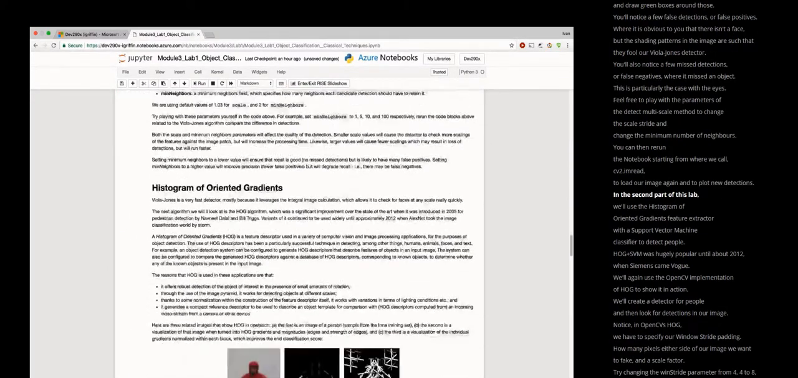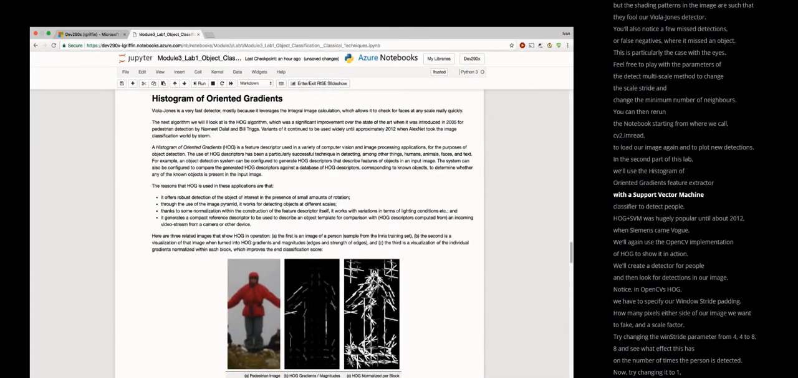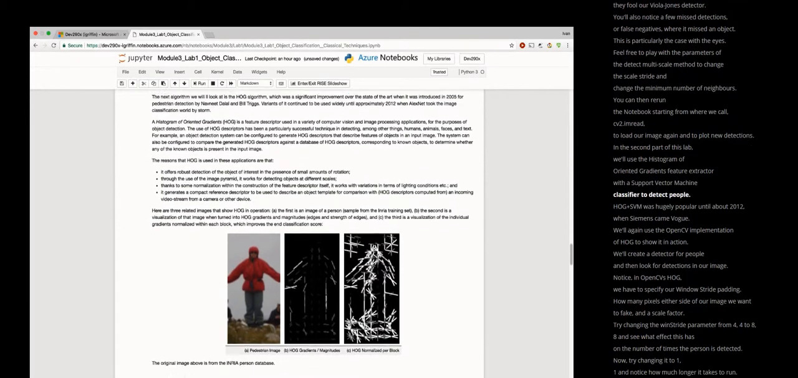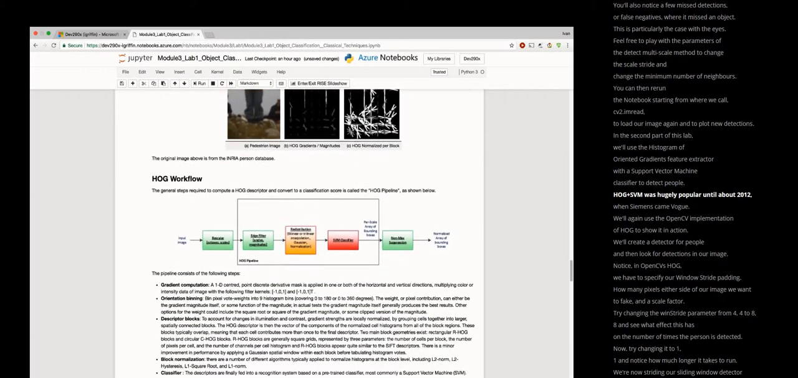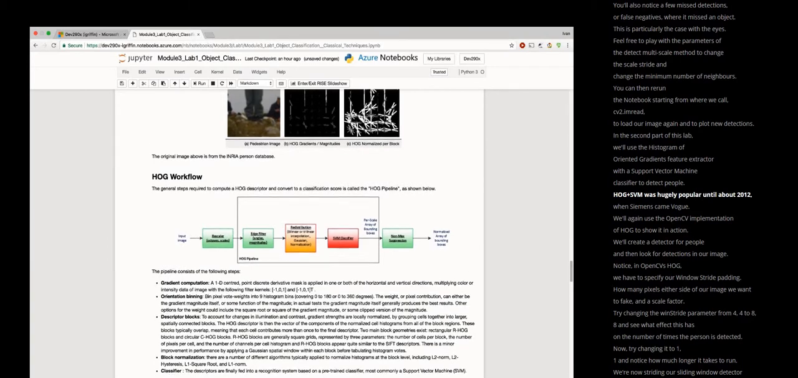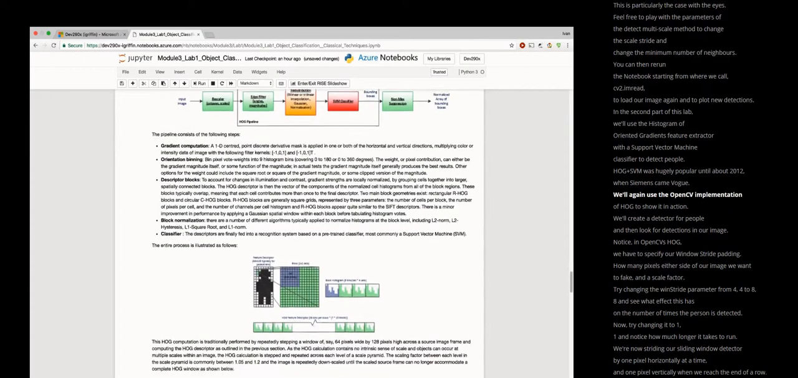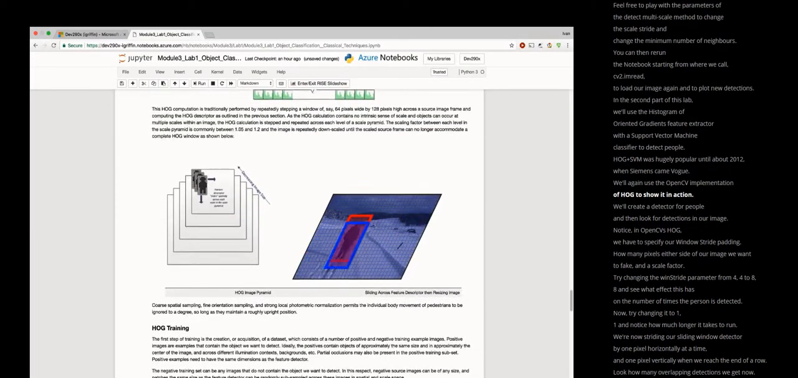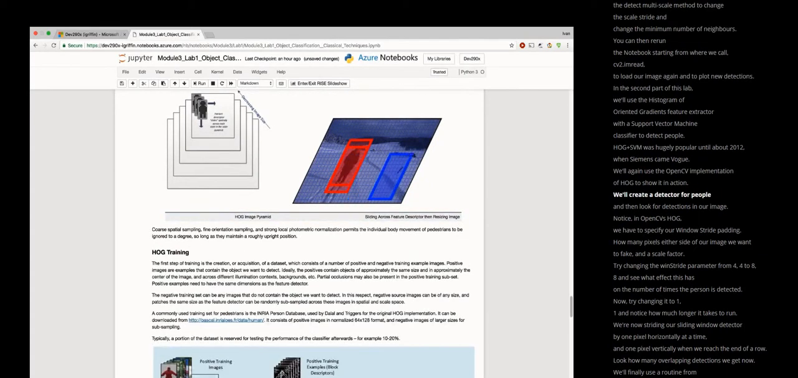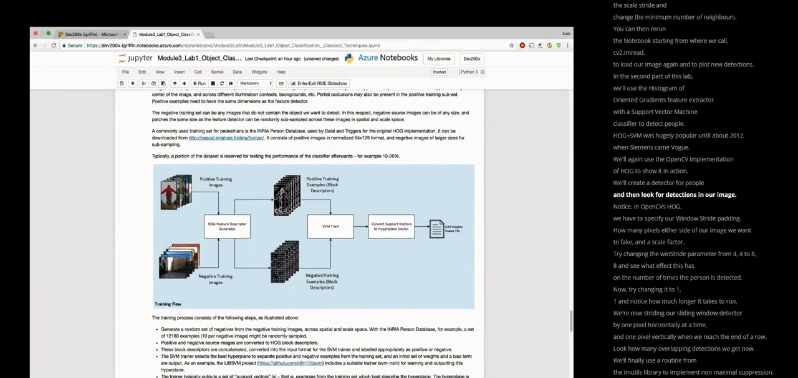In the second part of this lab, we'll use the histogram of oriented gradients feature extractor with a support vector machine classifier to detect people. HOG plus SVM was hugely popular until about 2012, when CNNs came into vogue. We'll again use the OpenCV implementation of HOG to show it in action. We'll create a detector for people and then look for detections in our image.